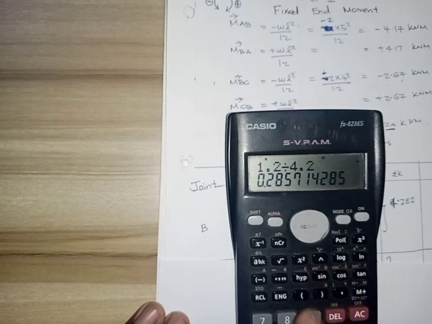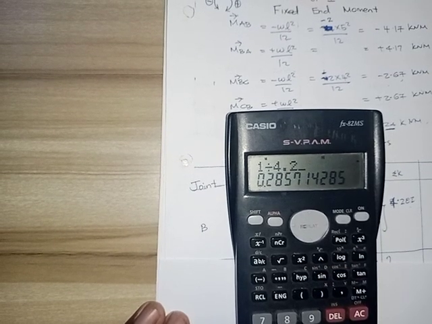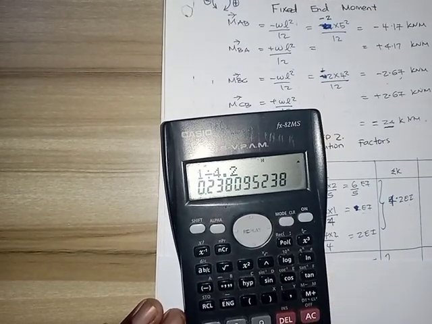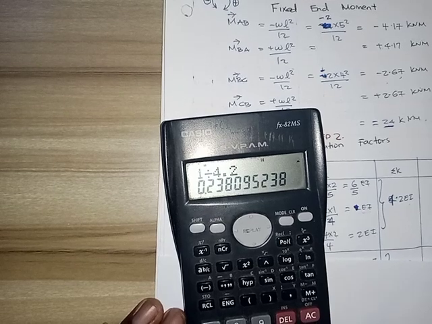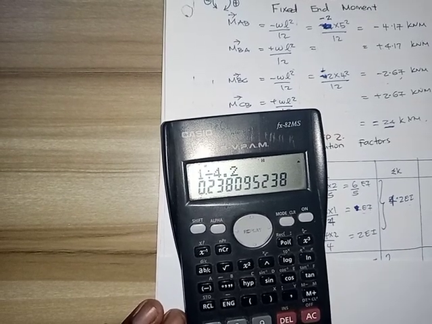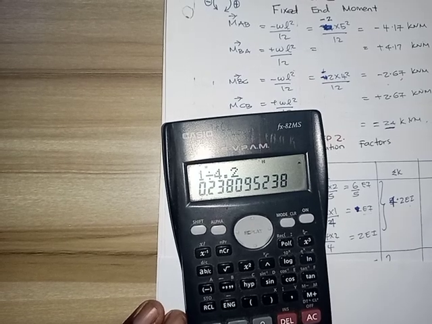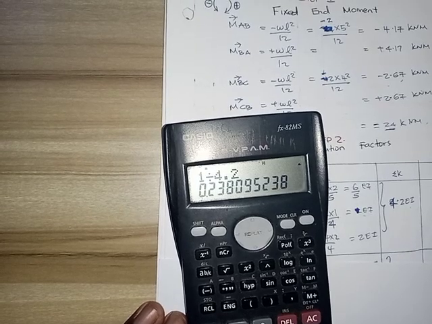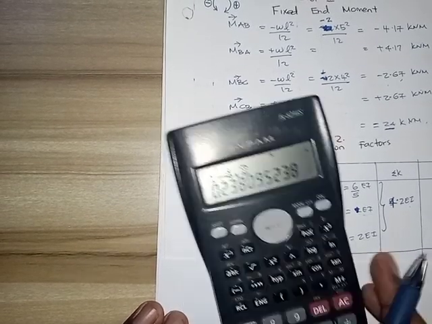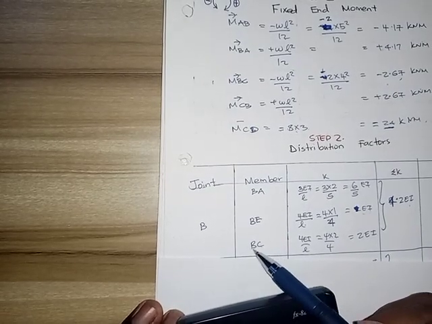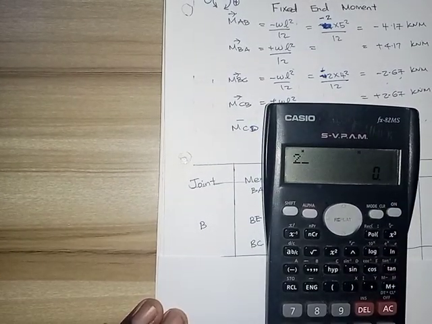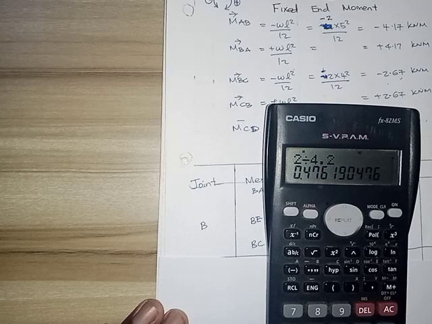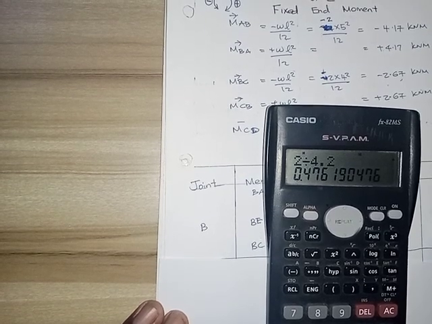So the next one will be 1 divided by 4.2, which is 0. Sorry, I'll repeat that. I think I made a mistake here. This is supposed to be 0.238, and then for member BC it will be 2 divided by 4.2, and you get 0.476.